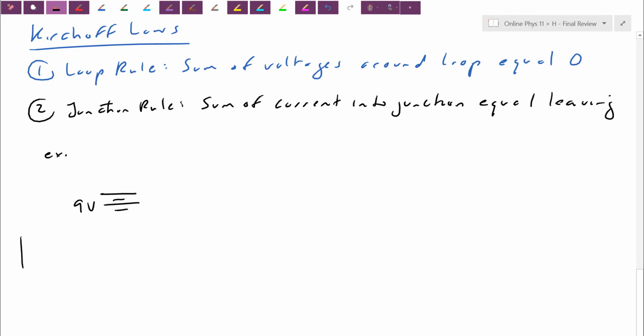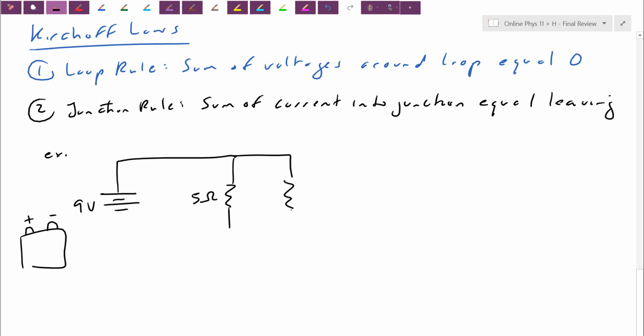Now, yes, a 9-volt battery actually has the positive and the negative terminal on the same side, but that doesn't matter. On a circuit diagram, we still have one side positive, one side negative. Let's say at first I design a parallel path. The first pathway is a 5 ohm resistor. The other pathway is a 3 ohm resistor, and I'm told the current going down this path is 2 amps.